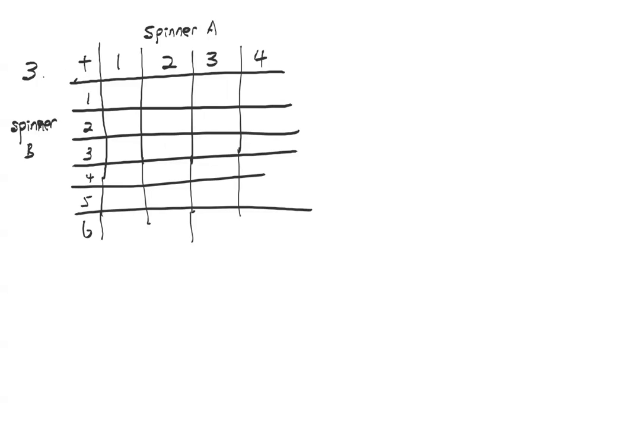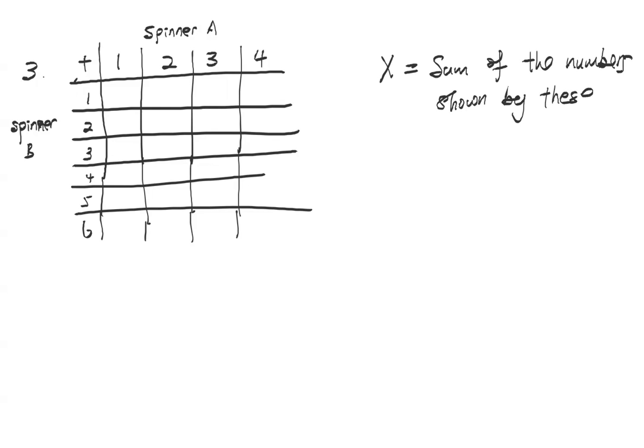So I'm talking about my variable is the sum of the number shown by these two spinners. Right? Am I right? So what are the possible values for X here? Can you tell me?